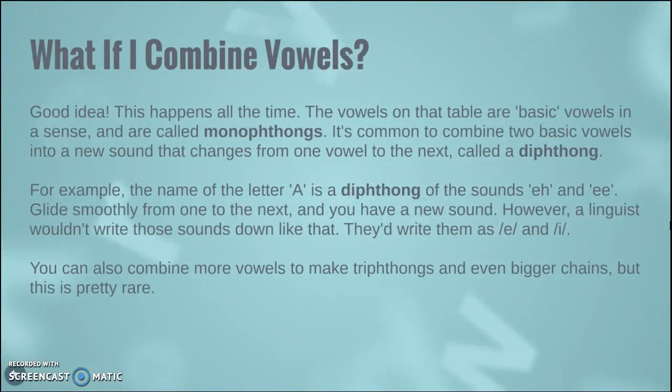It's quite simple, really. It depends if you start combining vowels. A vowel that is a basic vowel is what's on the chart, and they're called monophthongs. It's common to combine two basic vowels into a new sound that changes from one vowel to the next, called a diphthong, usually in a smooth glide. For example, the name of the letter A is a diphthong of the sounds E and I. Glide smoothly from one to the next, and you have a new sound, A.